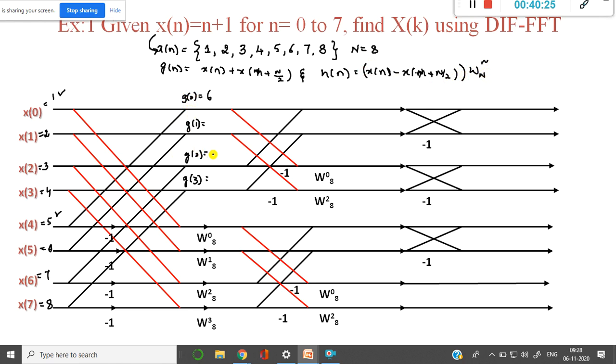6, 8, 10, 12. Good. So this is 6, 8, 10 and 12, right? Now calculate h of 0. h of 0.